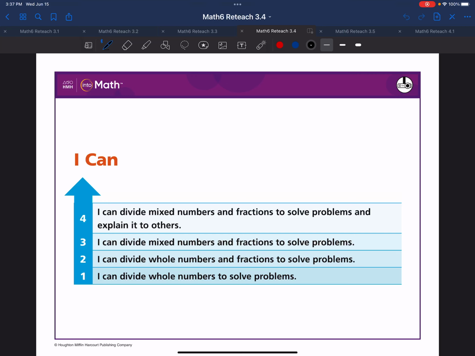Today we will review 6th grade math lesson 3.4. This lesson will cover how to apply the division of fractions and mixed numbers. Here's your I can statement. I can divide mixed numbers and fractions to solve problems and explain it to others.